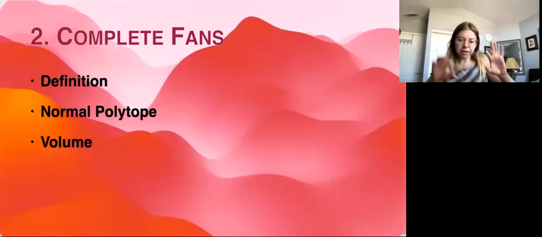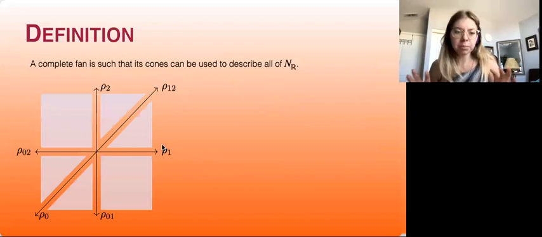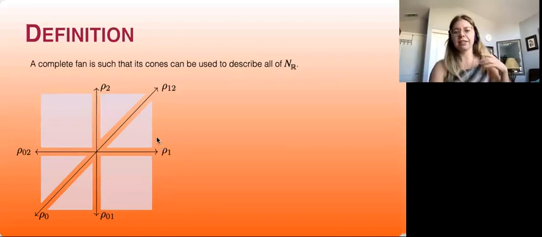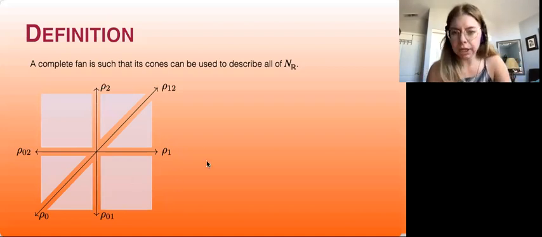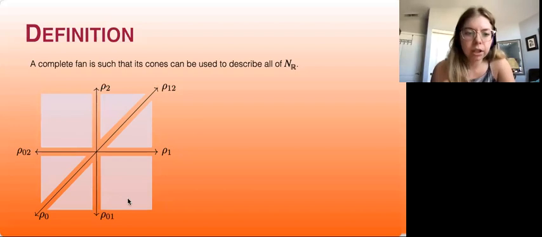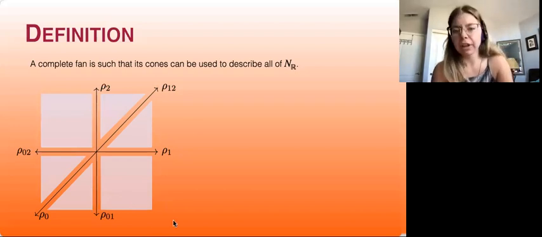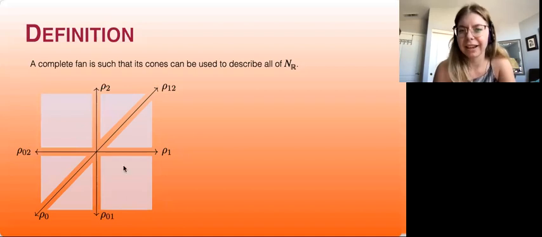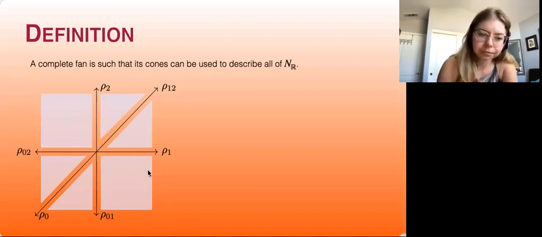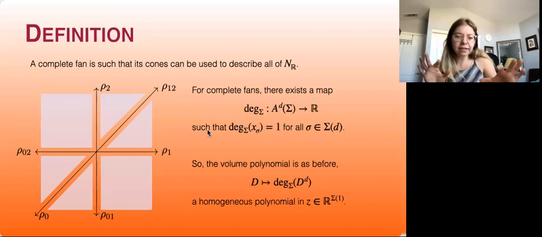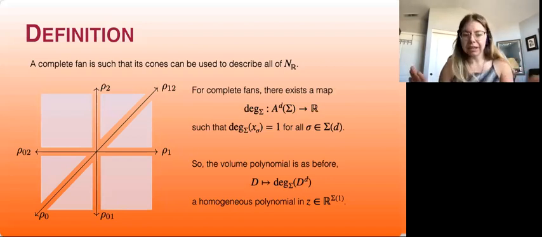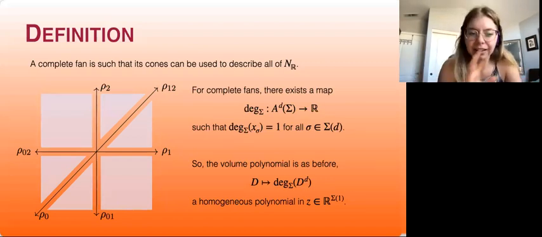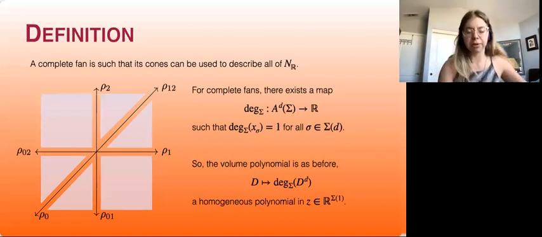Now, let's talk about complete fans. A complete fan is such that all of N_R is contained within a cone of the fan. So here, this example lives in R2. We can imagine everything in this two-dimensional space is contained within some cone here. The degree map exists here, so the volume polynomial exists just as before. It's going to be a homogeneous polynomial. We can rest assured that complete fans are a subset of the family of tropical fans.